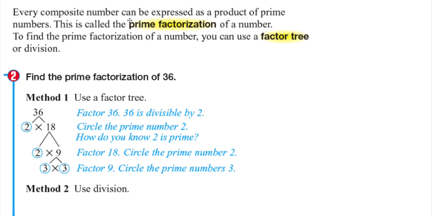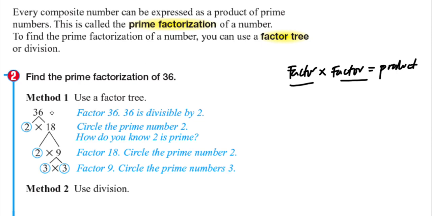Let's take a look at the next one. Every composite number can be expressed as a product of prime numbers. This is called the prime factorization of a number. To find the prime factorization of a number, you can use a factor tree or division. Remember what a factor is. A factor is a number that you use to get a product. So a factor times a factor equals your product. In multiplication, you call those two numbers factors.